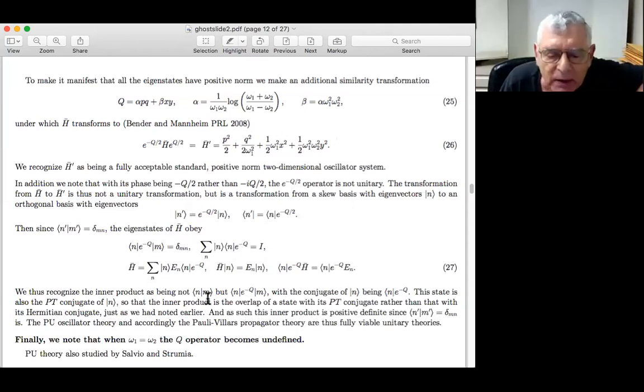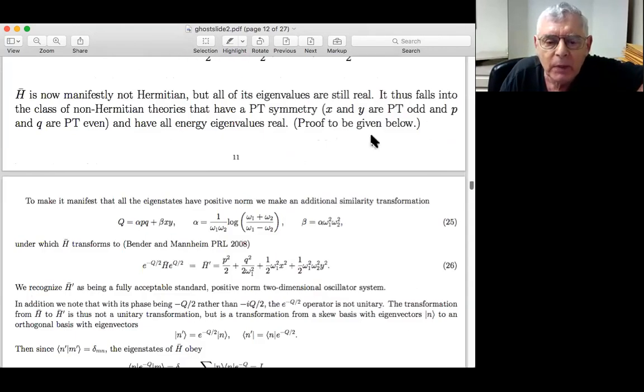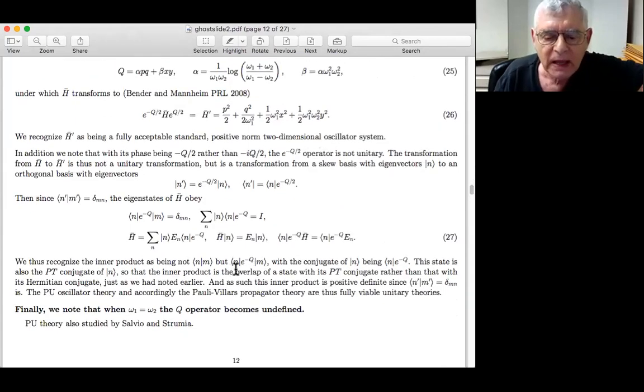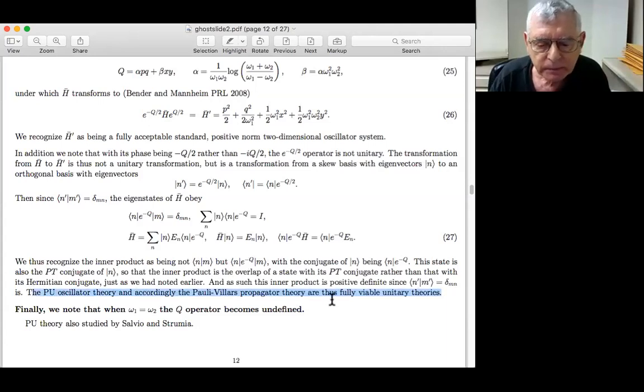And therefore the inner product is not the overlap of n and m, where the n's and the m's would be the eigenstates of the original H prime. Let me just go back one second. The n and m would have been the eigenstates of this Hamiltonian. Rather, the norm is n e to the minus Q m. Now it turns out, and I'll just state the result, that this is the same as the overlap of a state with its PT conjugate, rather than this one, which is the overlap with its Hermitian conjugate. The inner product is positive definite, and therefore the PU oscillator theory and the Pauli-Villars propagator theory are fully viable theories. When omega 1 equals omega 2, the Q operator becomes undefined. And I'll come back to that in a moment.